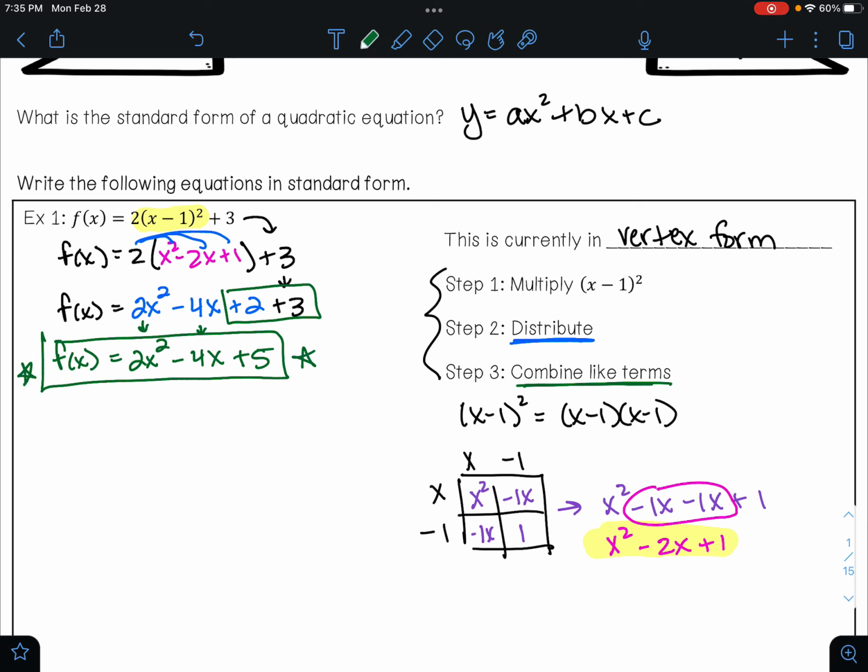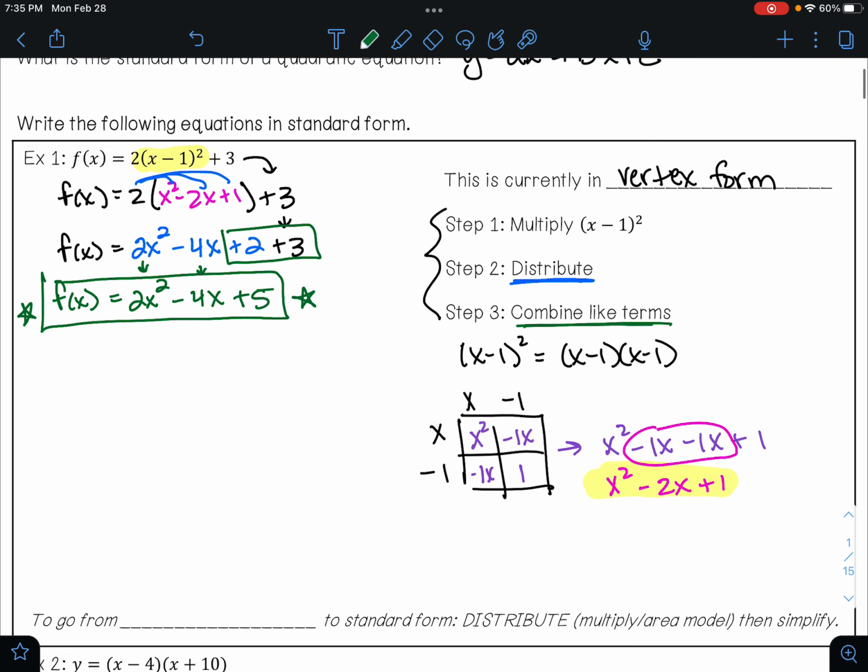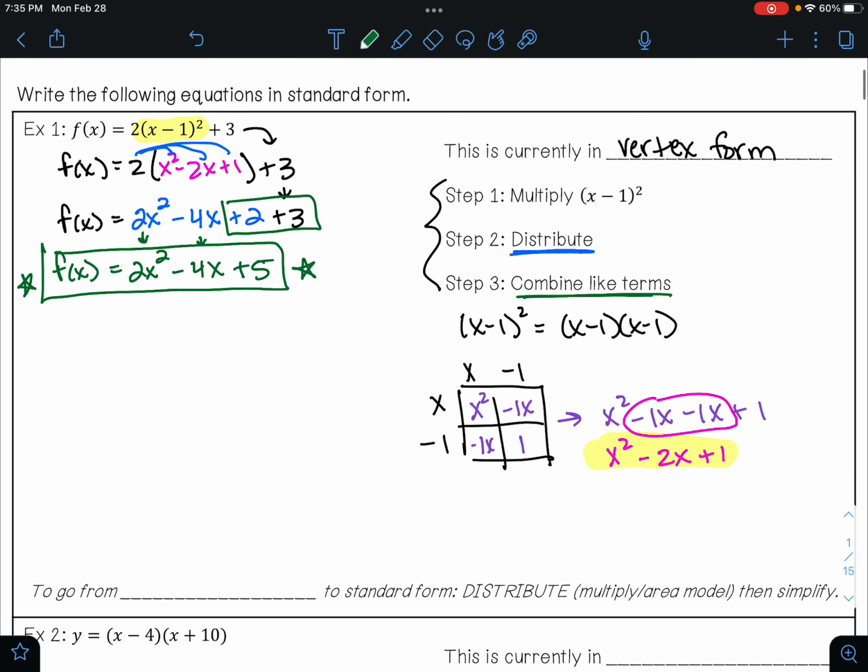So this is now in standard form. This is our answer. You'll notice down here it says to go from vertex form to standard form, we need to distribute first, which is what we did here, by either multiplying or using the area model, and then simplify. So that is what we just did on example 1.